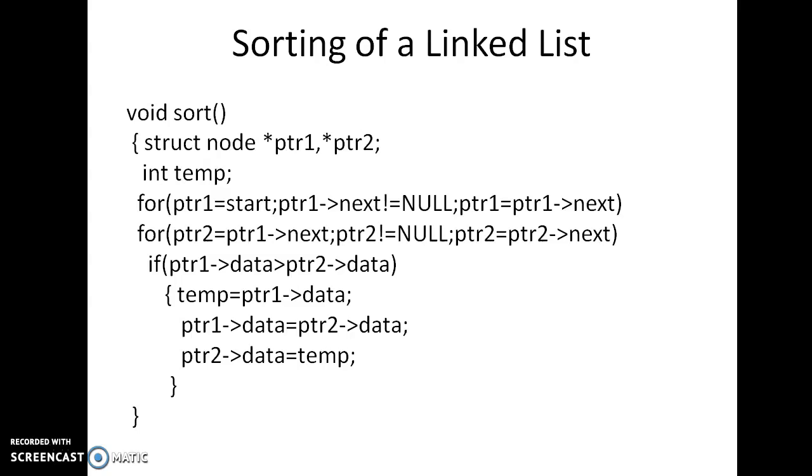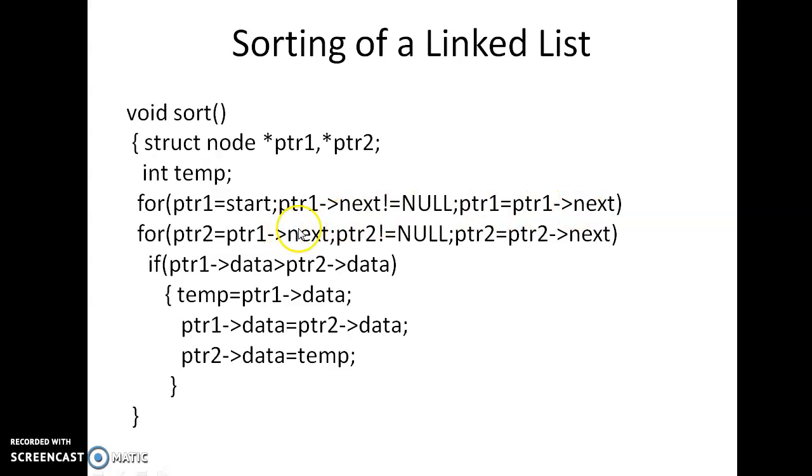I compare a of i with a of j, or a of j plus 1. That is the bubble sort logic I am using. For the i purpose, I am taking ptr1, and for the j purpose, I am taking ptr2. Now ptr1 is starting at the starting location and goes until the end, and ptr1 becomes ptr1 of next.